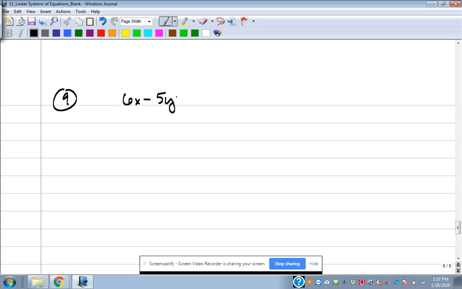6x minus 5y equals negative 28. And then the second equation is 7x plus y equals 22. So on this one, we don't have an equation that has a variable by itself, but I think it'd be pretty easy to get one. Which one would you think would be the best? Yeah, getting the second one with y by itself. If we can do that in one step, that's the way we want to go.